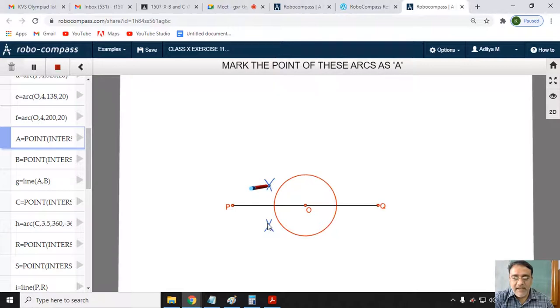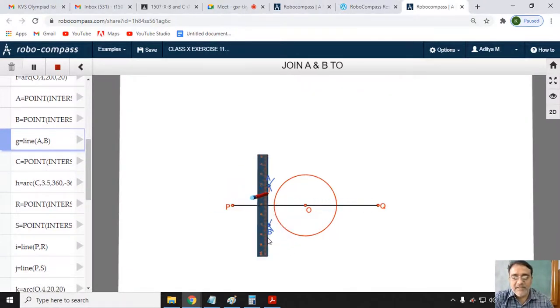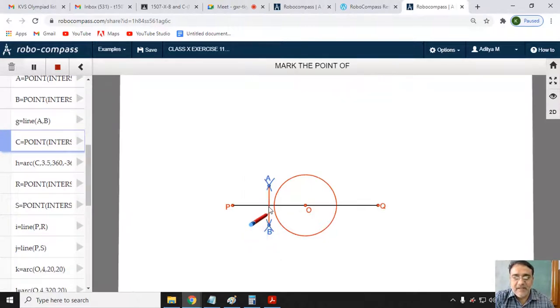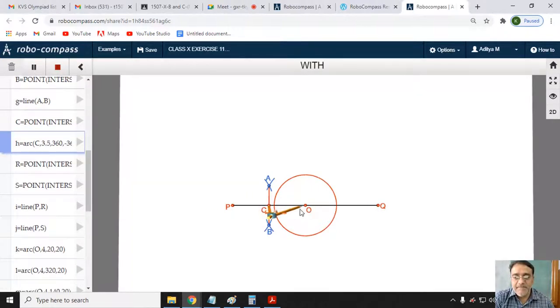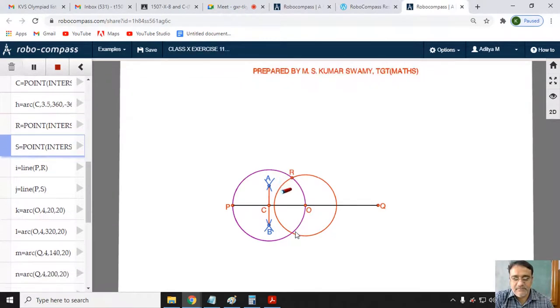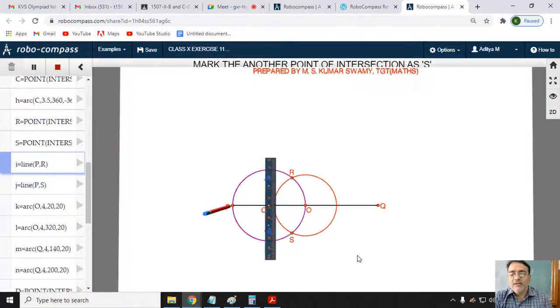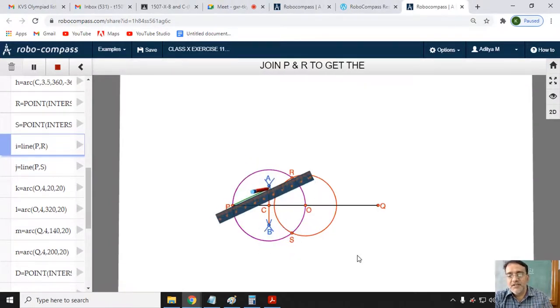Now we'll join A and B. That will be the perpendicular bisector of OP. So it will intersect OP at point C. Now again with center C and radius OC, we are going to draw one circle, which will intersect the given circle at points R and S. Now we'll join PR and PS. That will be the tangents from point P.